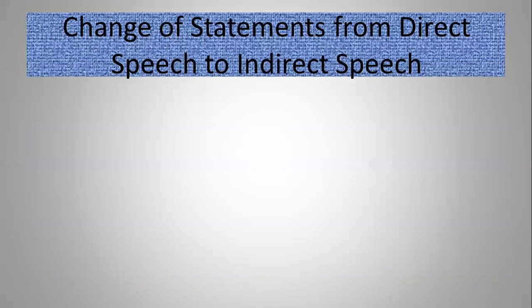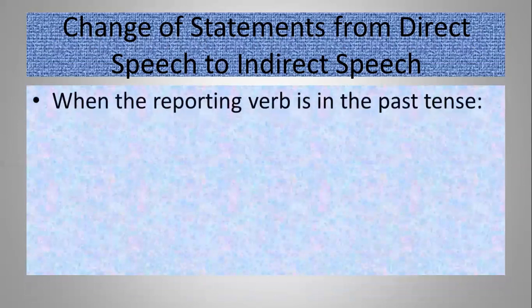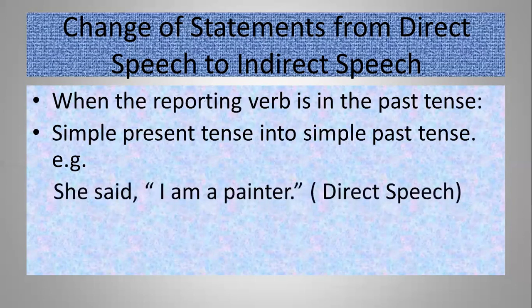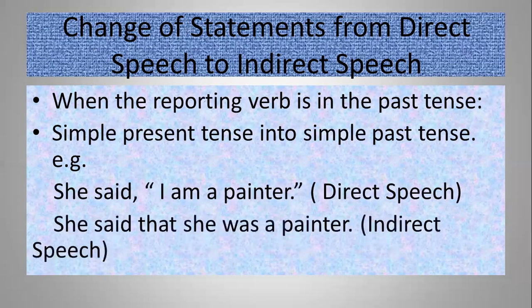Now change of statements from direct speech to indirect speech. When the reporting verb is in the past tense, simple present tense changes into simple past tense. For example, she said, "I am a painter." She said that she was a painter.